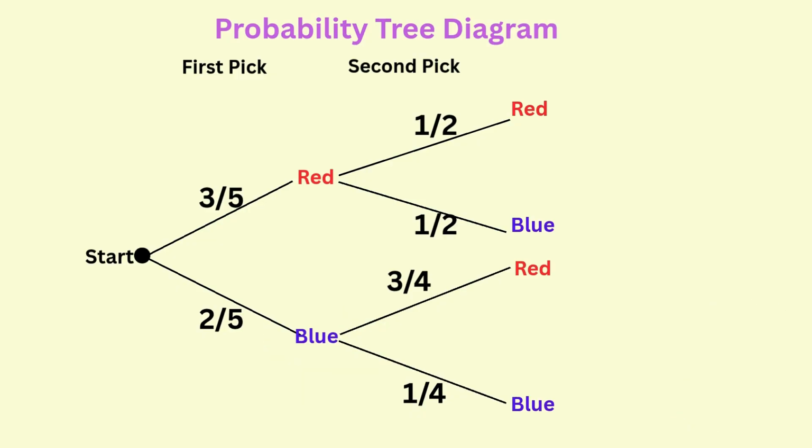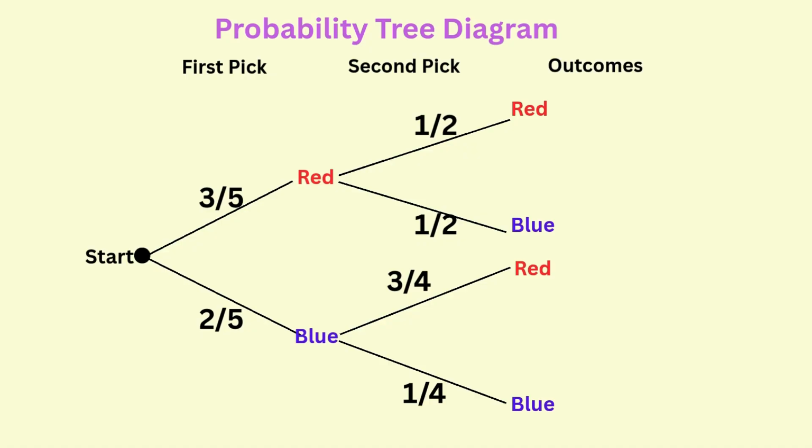The tree diagram is complete. Now let's calculate the overall probabilities. This is done by multiplying each probability along the branches of the tree. Recall that it's numerator times numerator over denominator times denominator when multiplying fractions.